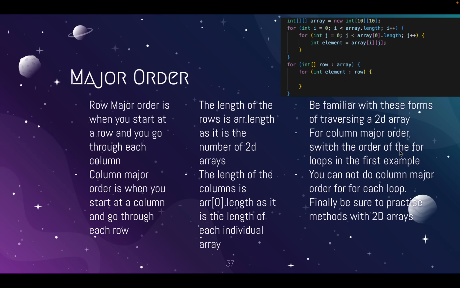So, major order. Row major order is when you start at a row, you go through each column, you go through each element in that row, and then you move down to the next row. You go through each element in that row, you go down to the next row. Column major order, you start at the first column, you go through all the elements in the column, you move to the next column. You go through all the elements in the column, and you go to the next column.